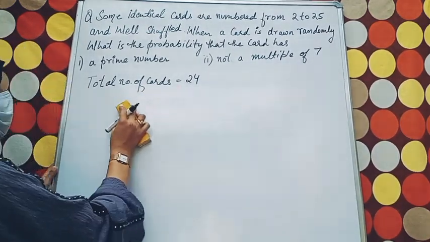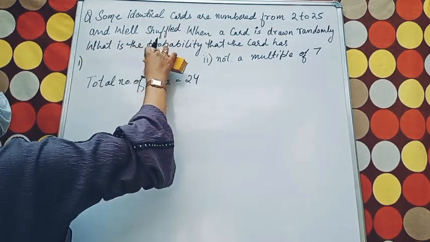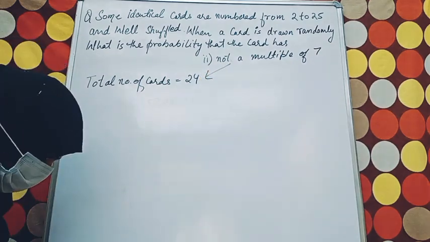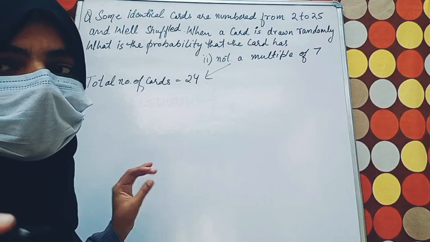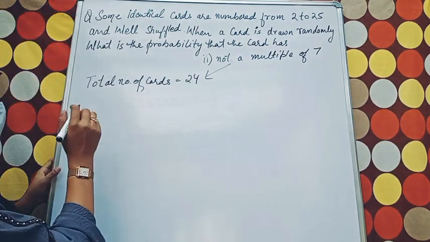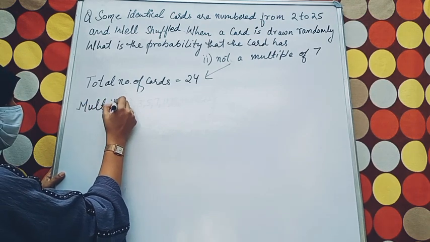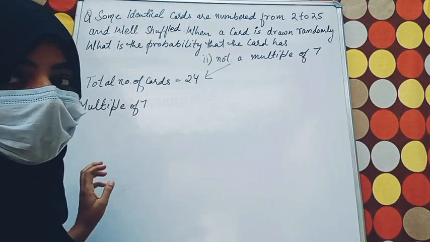Okay. So part 1 is done, so I am rubbing this. Okay. Now we will be doing this part over here. It says not a multiple of 7. How will we find out? First we will write multiple of 7, or we can write not a multiple of 7.